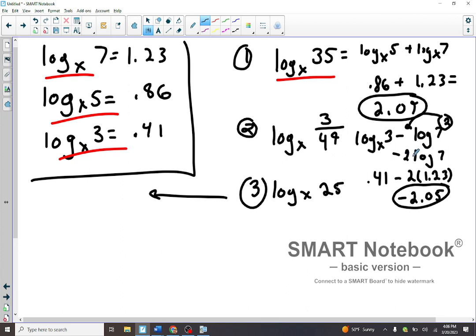So I do 2 times what log 7 is, which is 1.23. Well, why don't you square it then? You don't. Log rules dictate if you have an exponent on the inside, you move it to the front.